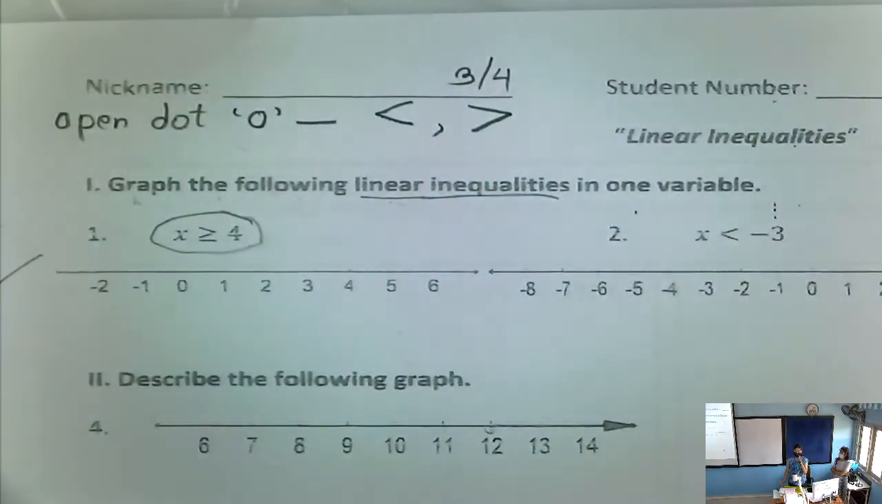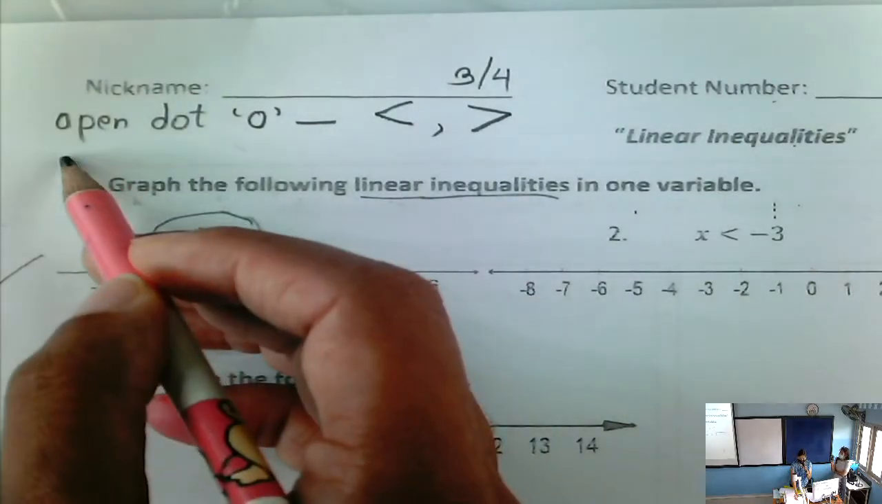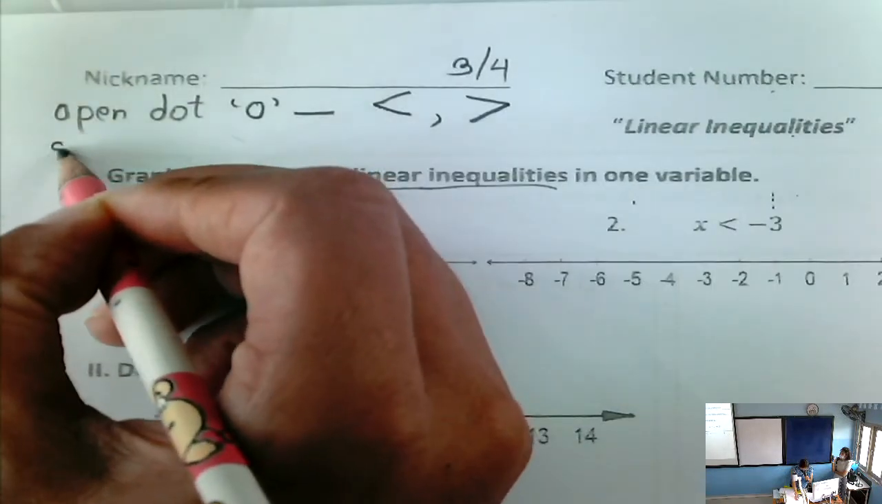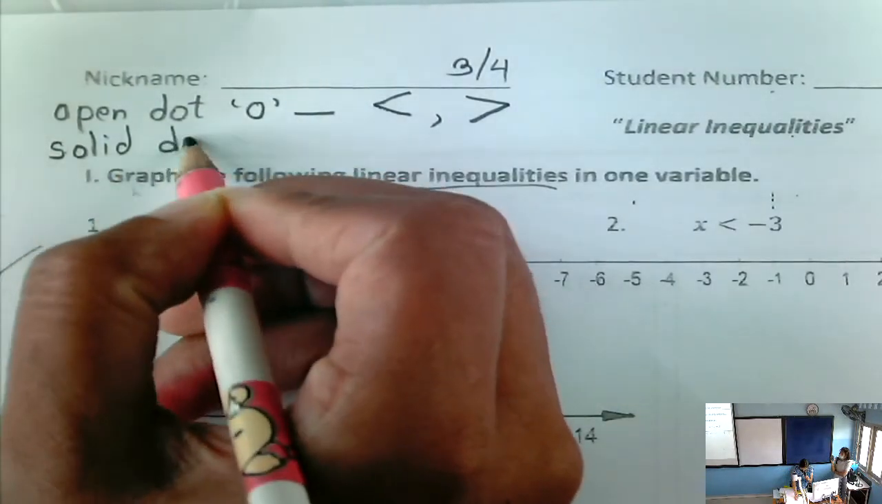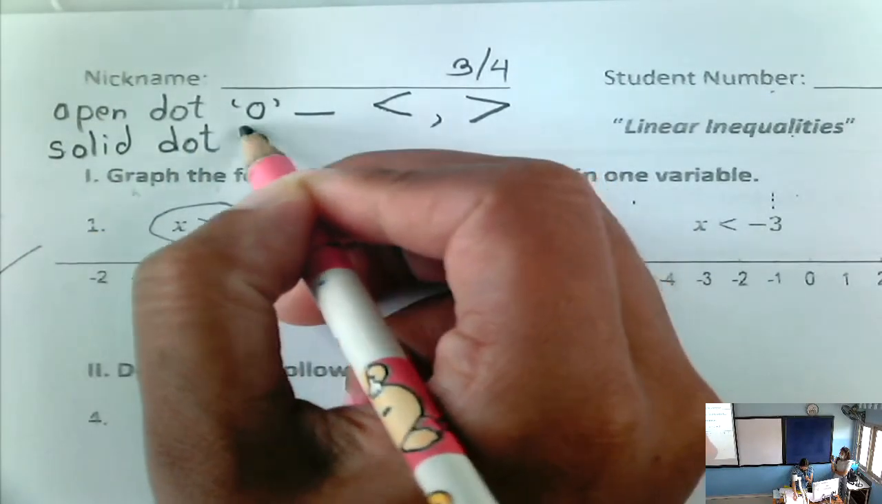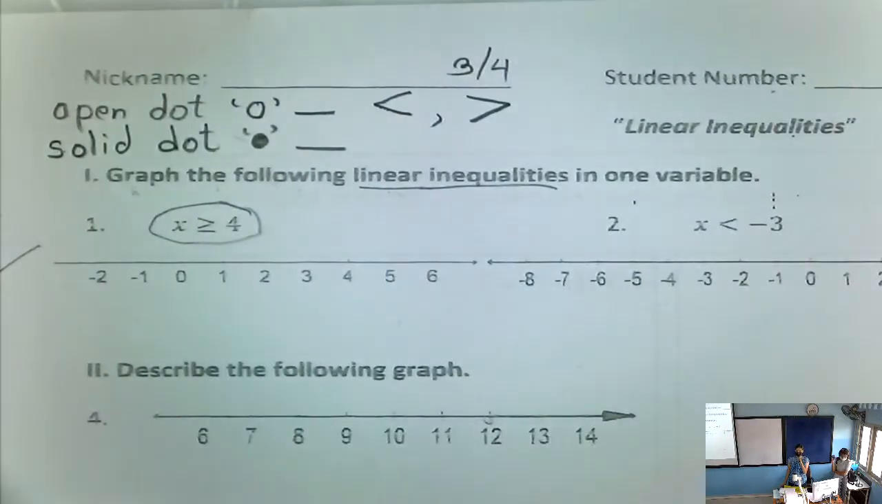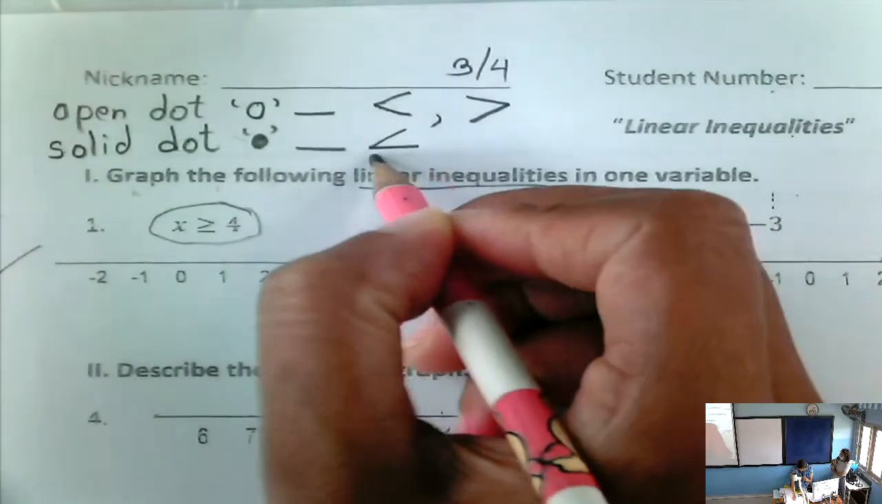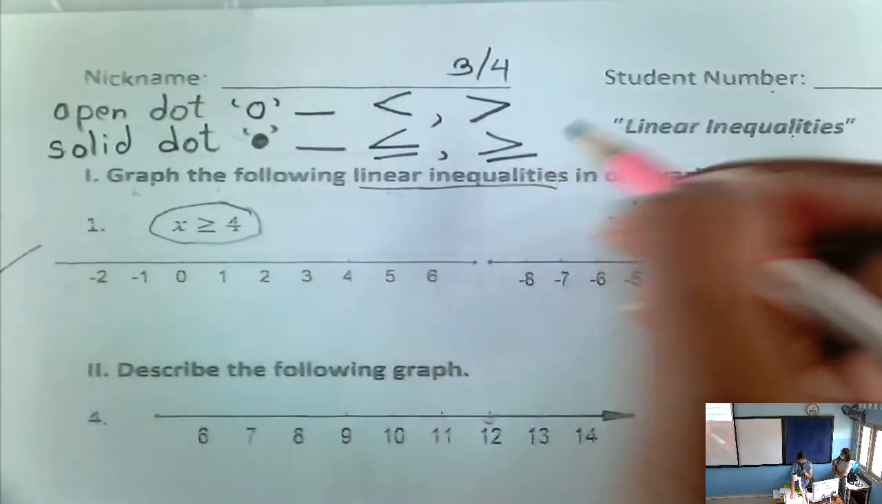Okay. So another, what dot we have? What is the name of the other dot? Open dot we have. The next dot is? Yes, solid dot. Solid dot looks like this. So where do we use the solid dot? More than or equal. And? Less than or equal. Good. Less than or equal. More than or equal.